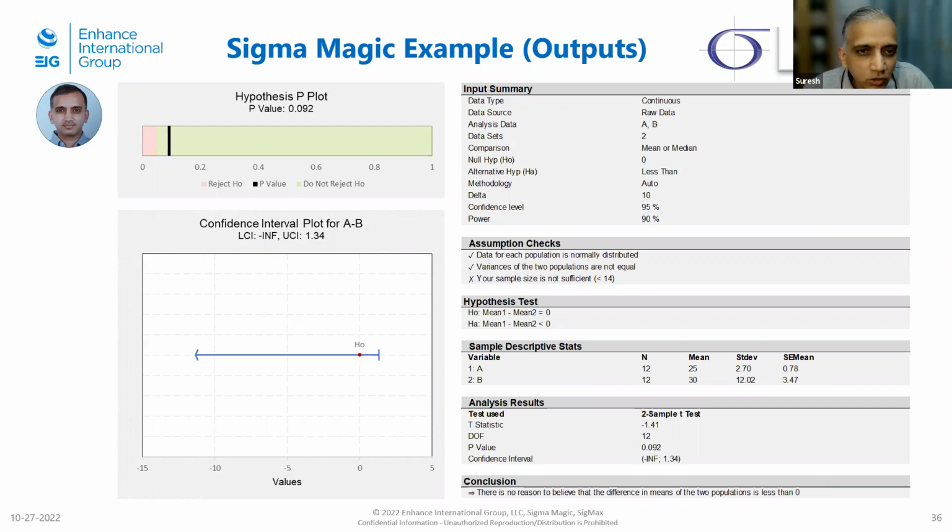So here is a screenshot of the results you would expect. On the left-hand side are a couple of graphs generated by the software. The first one shows you the p-value from this particular analysis, whether it's in the red or the green.